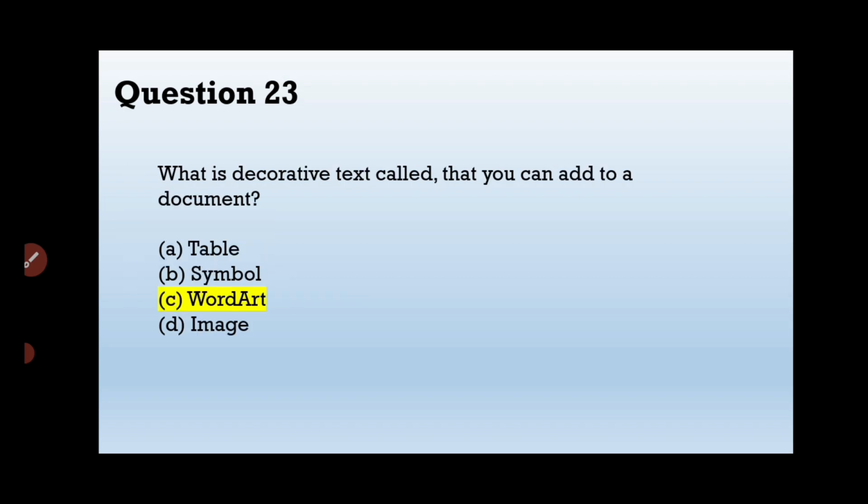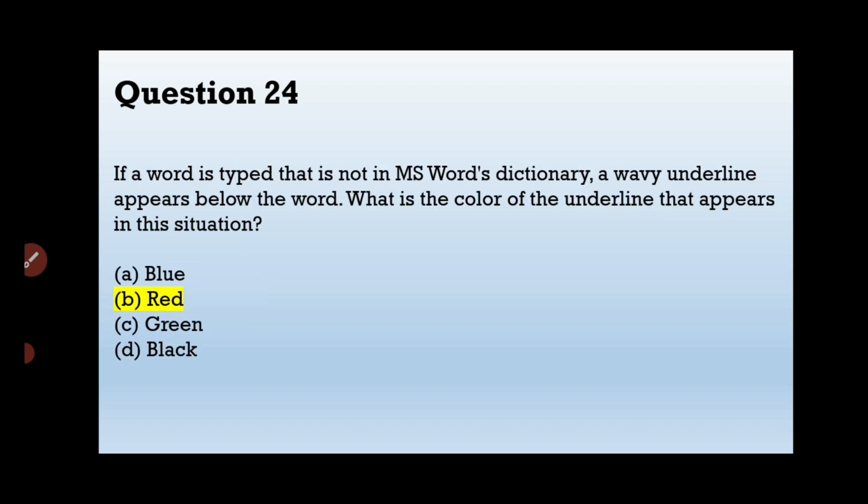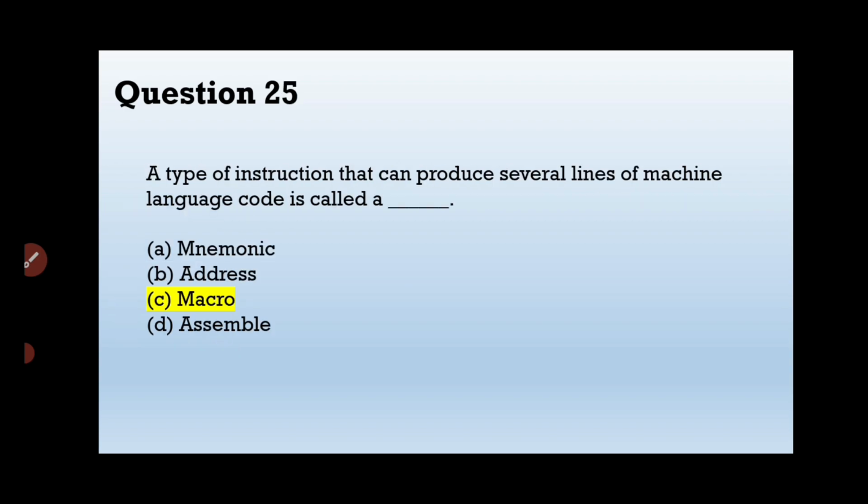Question number 23. What is decorative text called that you can add to a document? Your correct option is option C, word art. Question number 24. If a word is typed that is not in MS Word dictionary, a wavy underline appear below the word. What is the color of the underline that appear in this situation? Your correct option is option B, red.